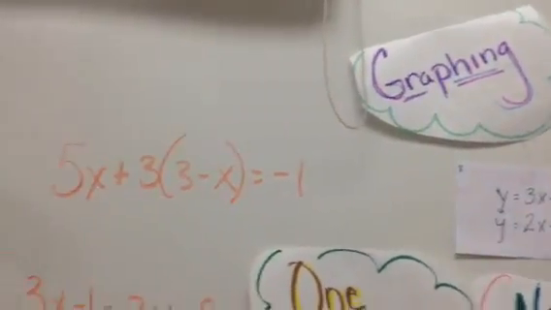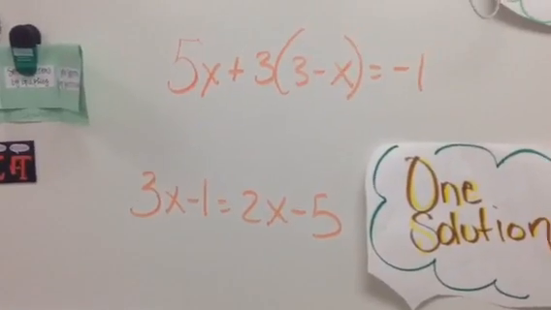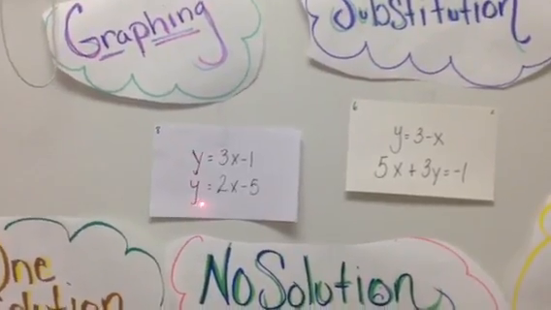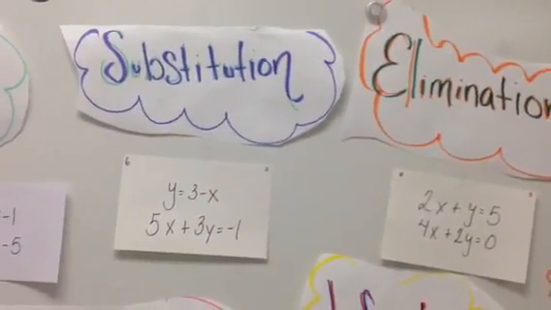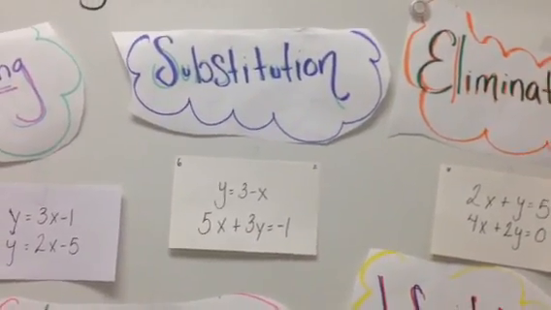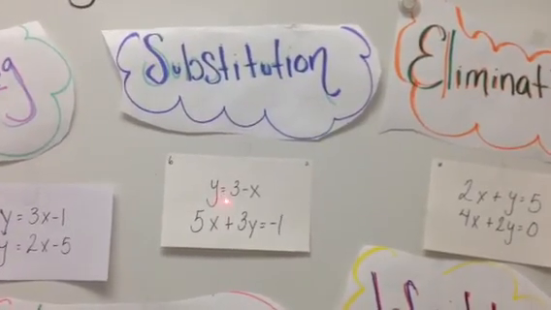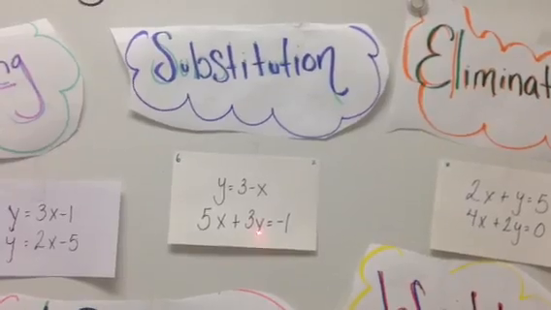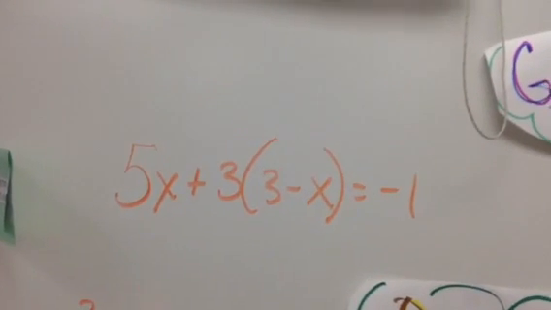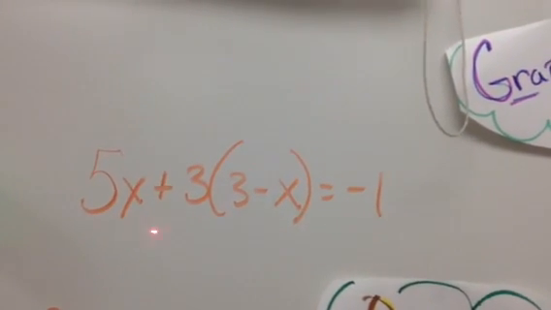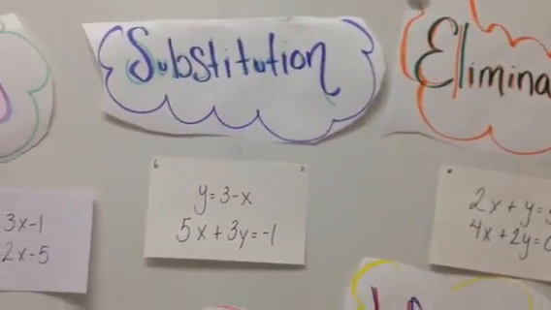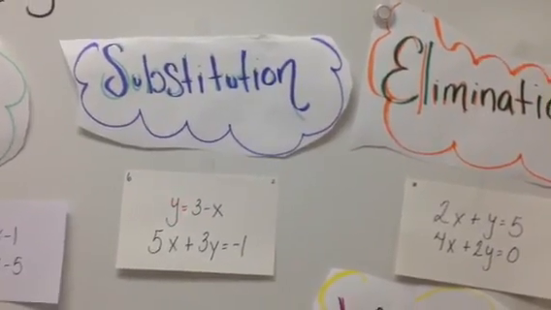You could also solve this problem using the substitution method if you don't have any graph paper by substituting where the y is, 3x minus 1. The second way of finding a solution was substitution. Substitution is really good when you have one of the variables by itself. You simply take out the y in the second equation and substitute that with 3 minus x. You rewrite the problem and solve using distributive property and combining like terms. So substitution is the best when you have one of the variables by itself.